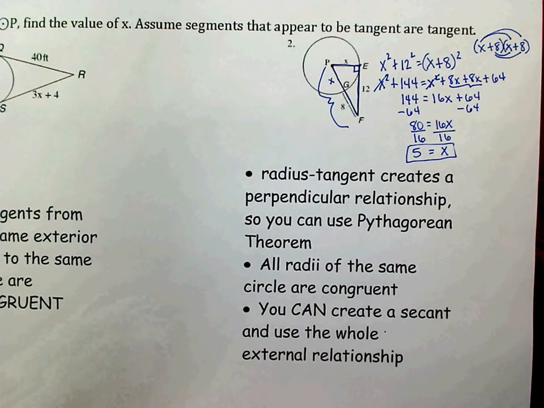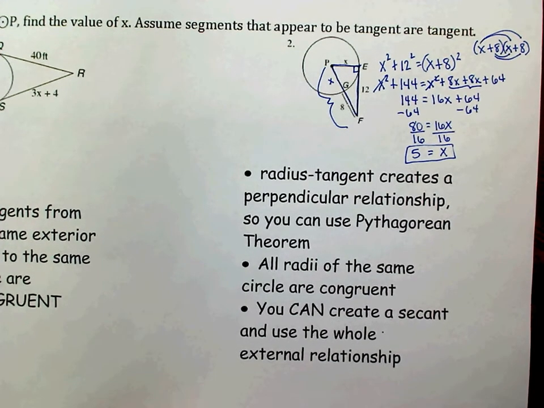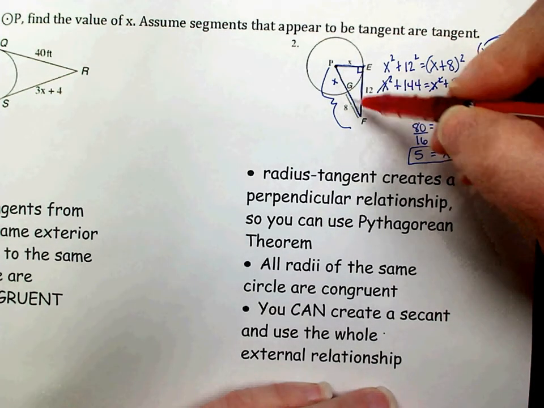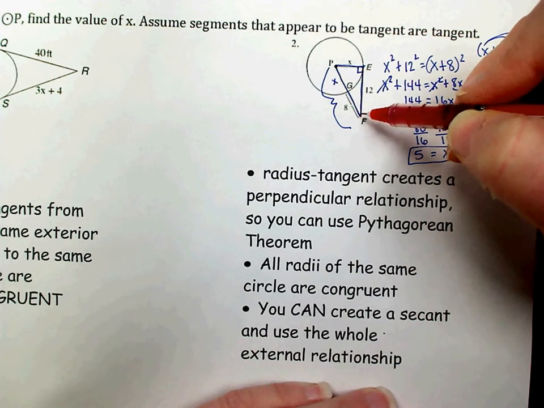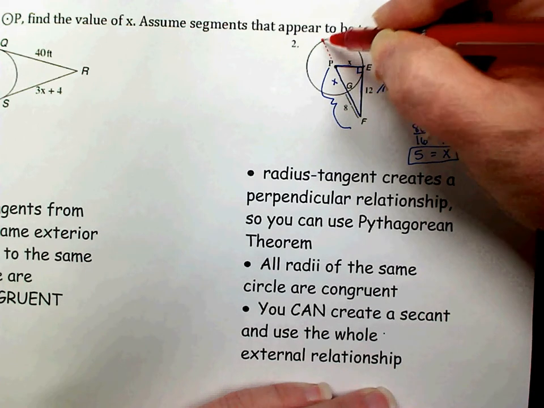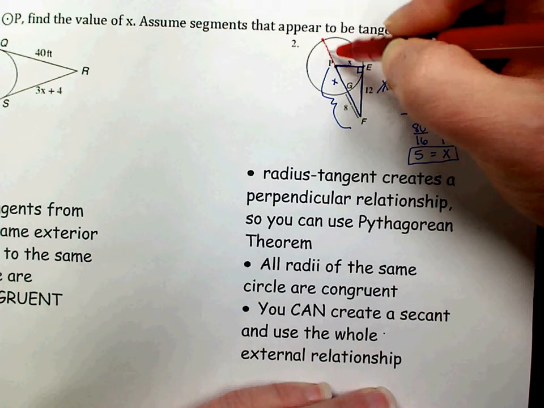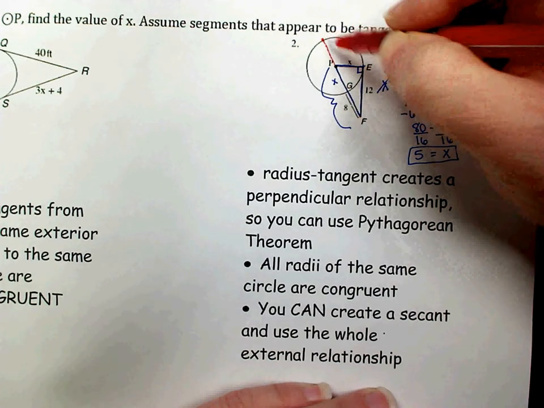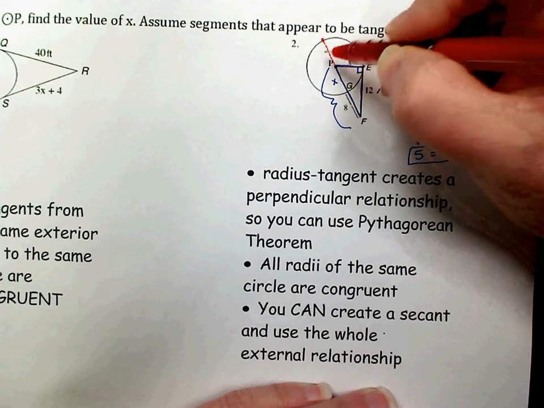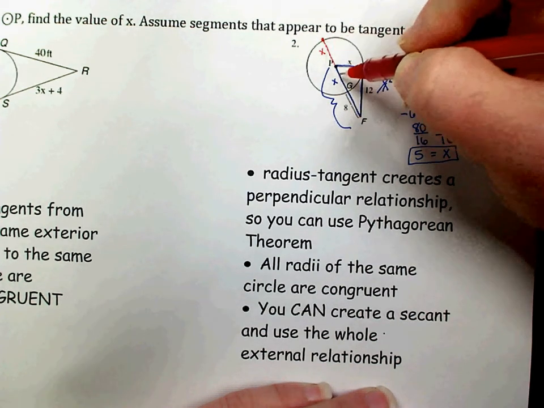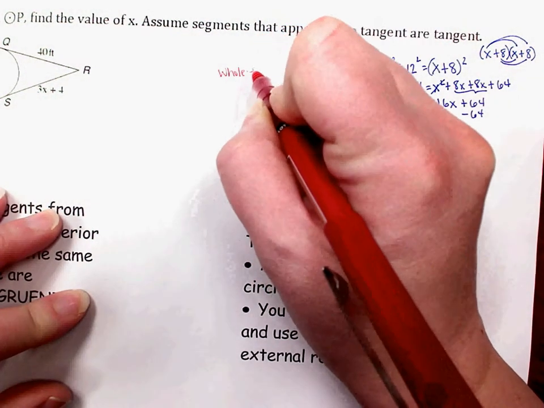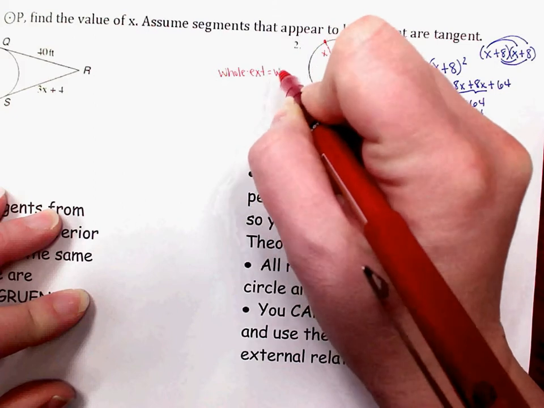Now I'll show you a different way of finding the same value of x. Here we have a tangent segment intersecting part of a secant segment. I can make this a secant by just extending this side all the way to the other side of the circle. So now this whole length of the segment would be a secant. I can also label this part from P to this point on the circle as x, since it's also a radius.